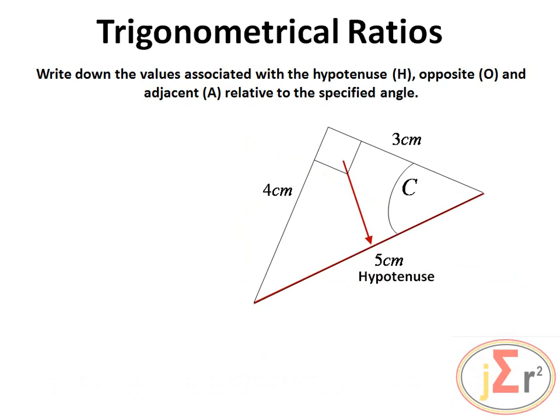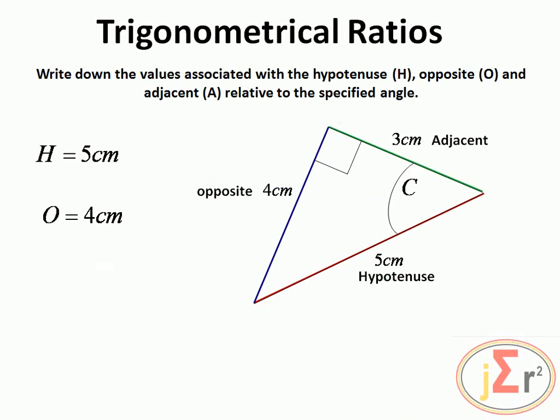There we go again. Our hypotenuse is the side opposite to the right angle, and the one that is called opposite is opposite to the specified angle, which is C in this case. And our adjacent is the other one that is beside the angle C. It is beside, adjacent to, or alongside. And that is our adjacent. A is equal to 3 centimeters.